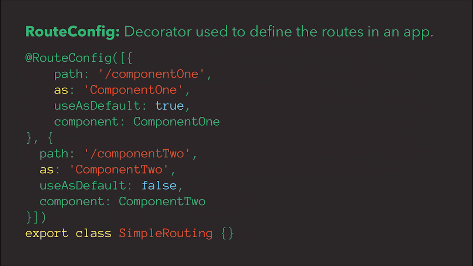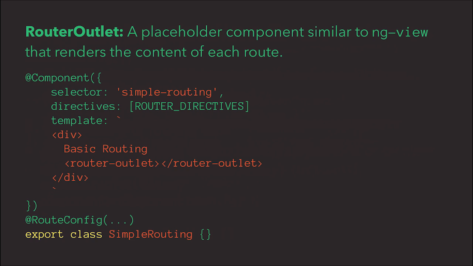Then you also need to either specify a component or a loader if doing an async route, where the component is the actual component that you want to have this route load in your router outlet. So in this example, we simply have two components being routed, and to tell Angular where we want to place the content of the router, you have to use the router outlet directive.